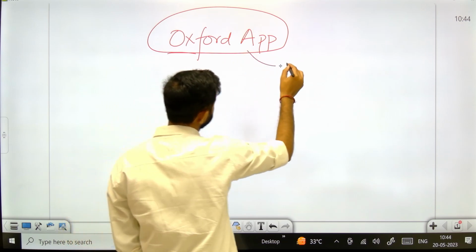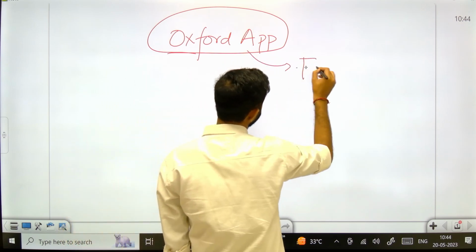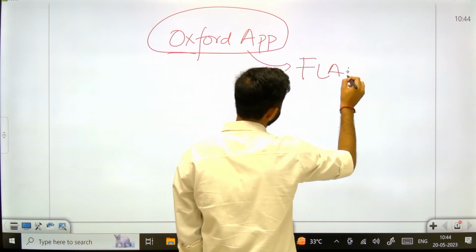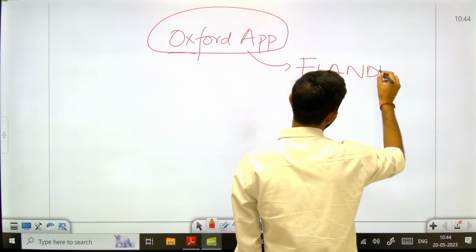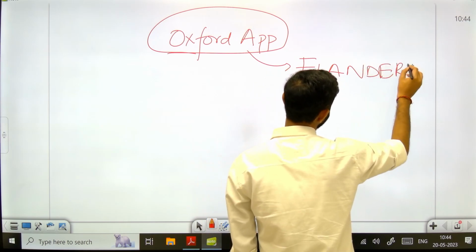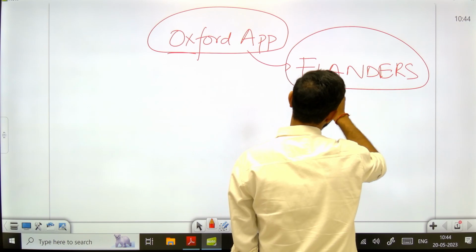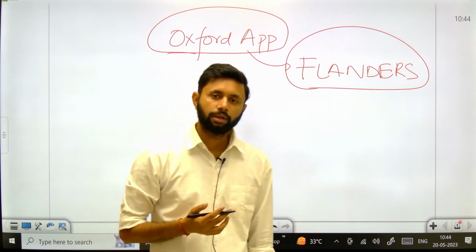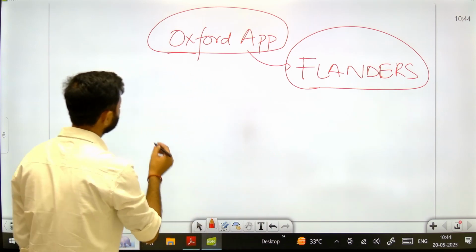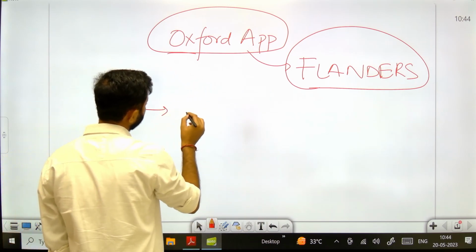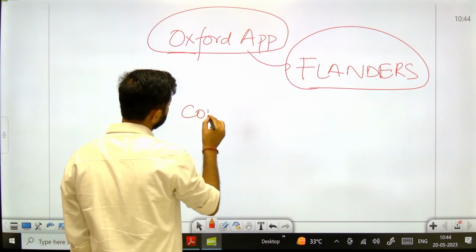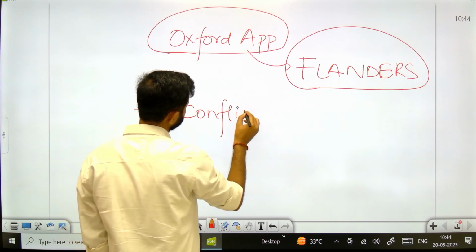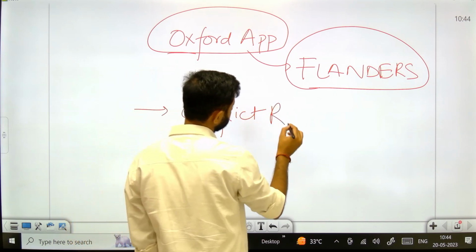First of all, make sure that you learn about the scholar Flanders. Okay, and the Oxford approach puts an emphasis on conflict resolution.